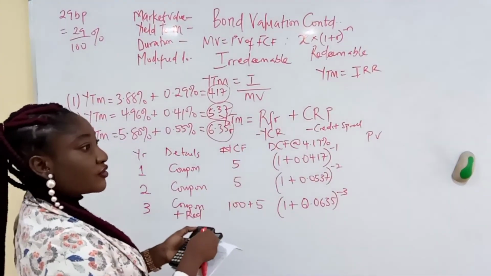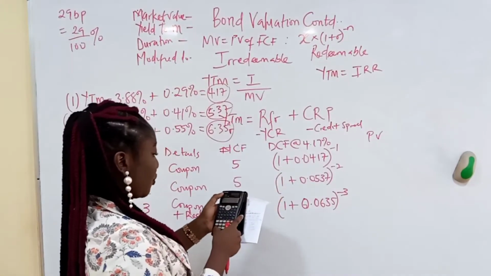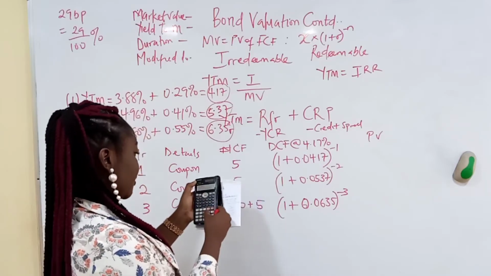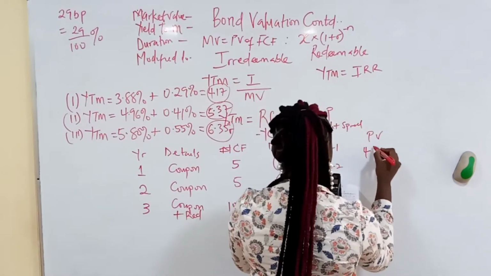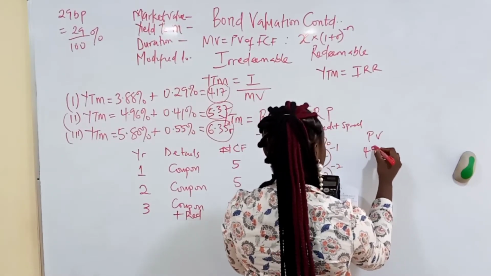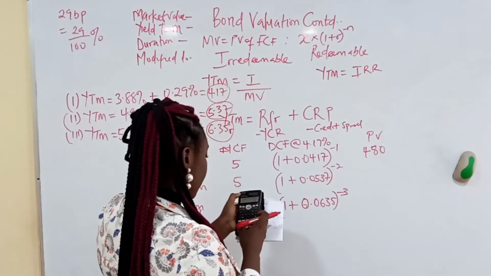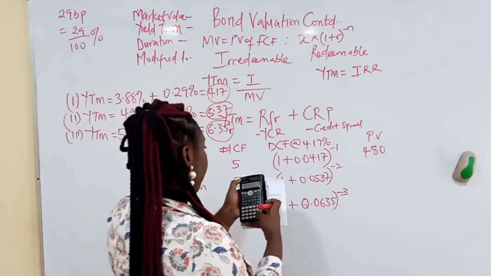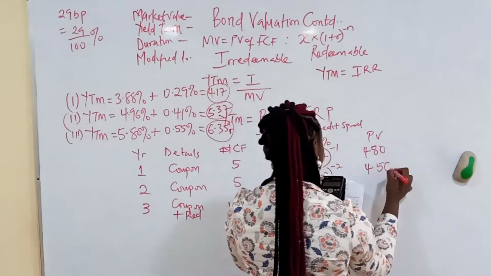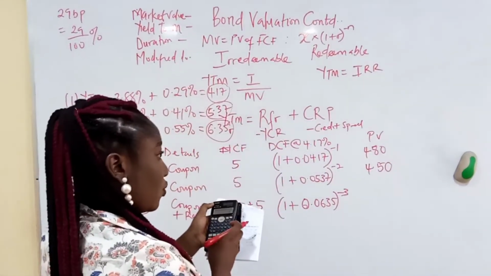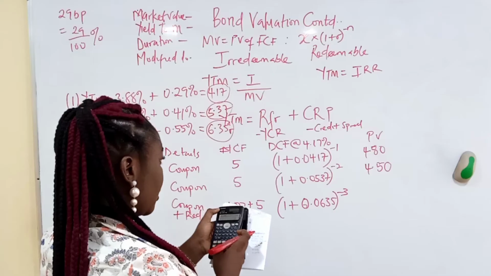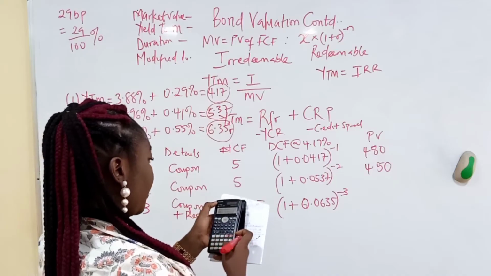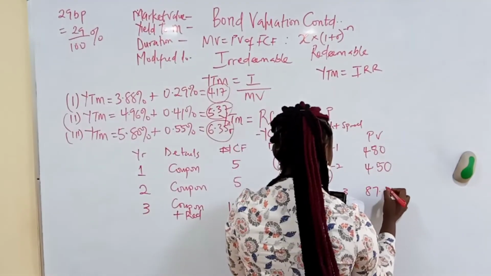Right? So now let's put all of this in our calculator, okay? This one is 1.0417 raised to power minus 1 times 5, that's 4.799, let's say 4.80, okay? This one is 1.0537 raised to power minus 2 times 5, that gives you 4.50. Okay, then 1.0635 raised to power minus 3 times 105, that gives you 87.29.